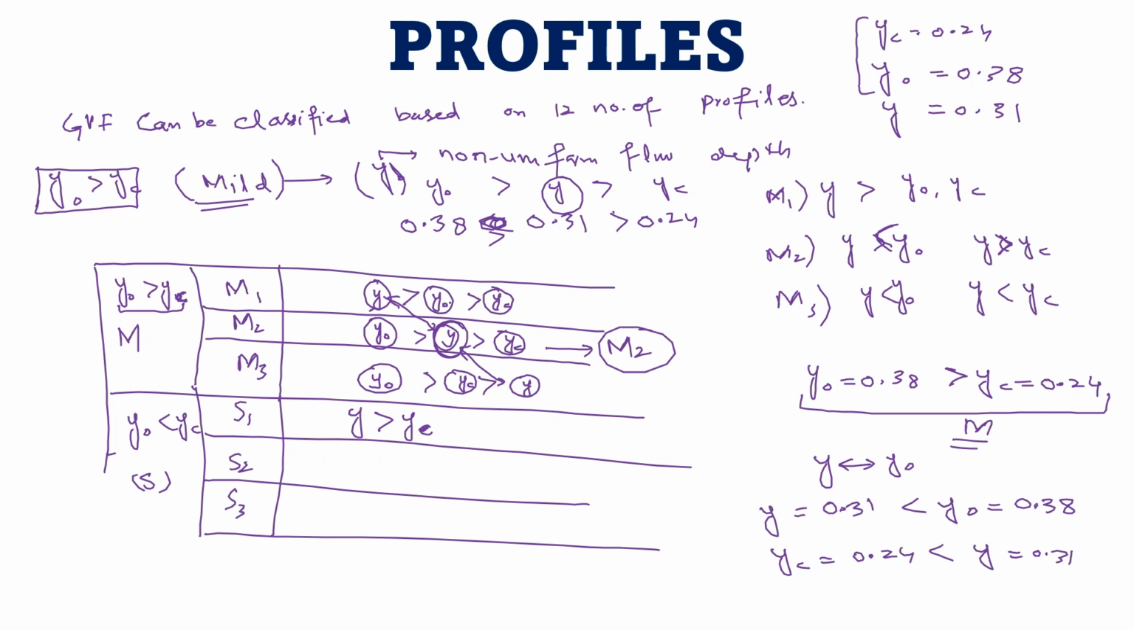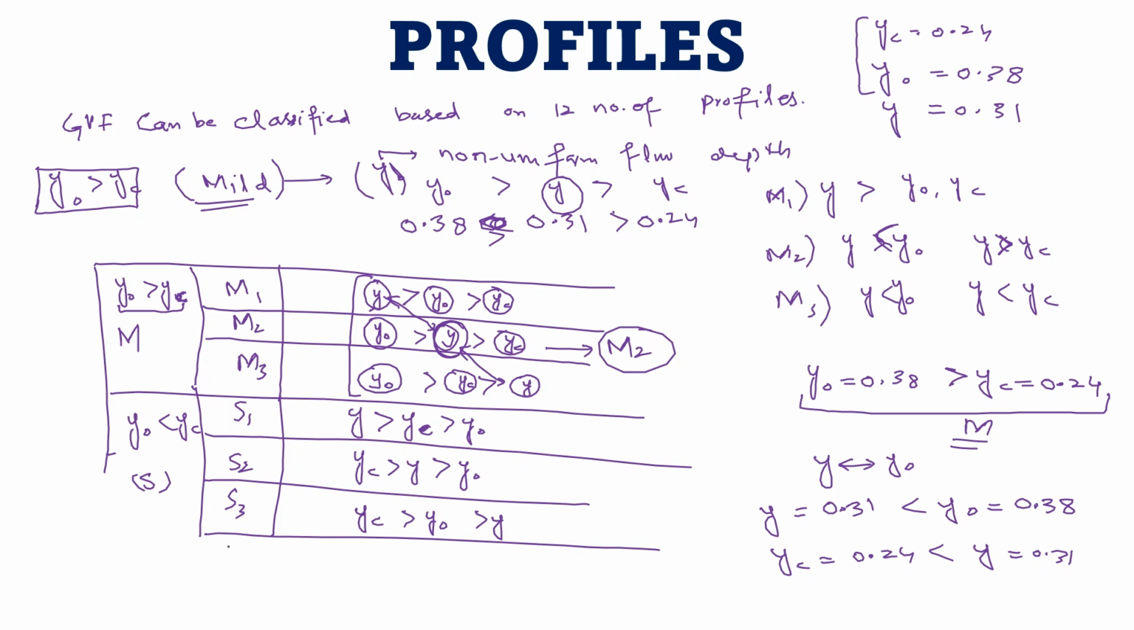So here is Y naught, we will write YC. This is greater than Y naught. Here it was YC, we have replaced it by Y naught. In all three relations, you have to replace Y naught with YC and YC with Y naught. So in this, we will write YC is greater than Y, and that is greater than Y naught. And again, YC is greater than Y naught, and that is greater than Y. So these will be profiles like S1, S2, and S3.